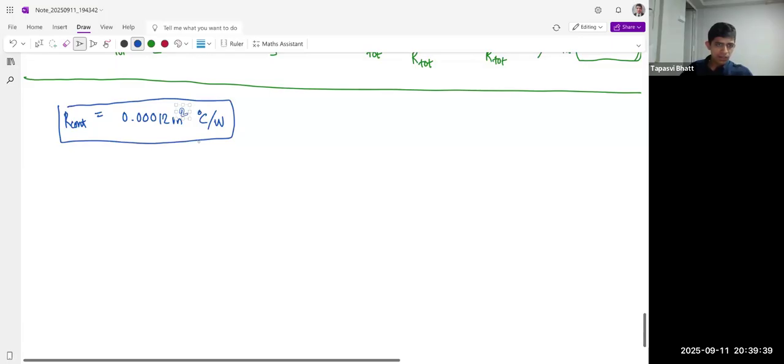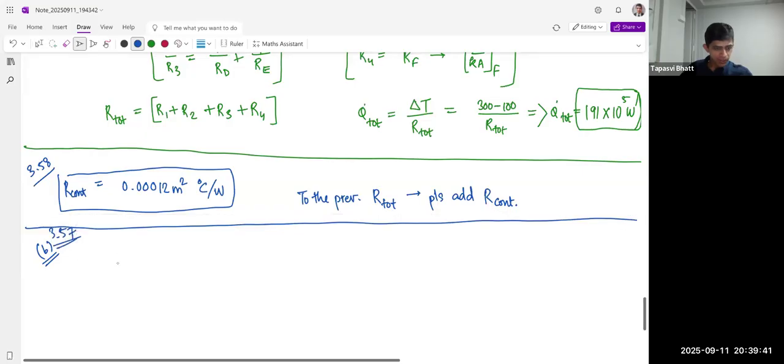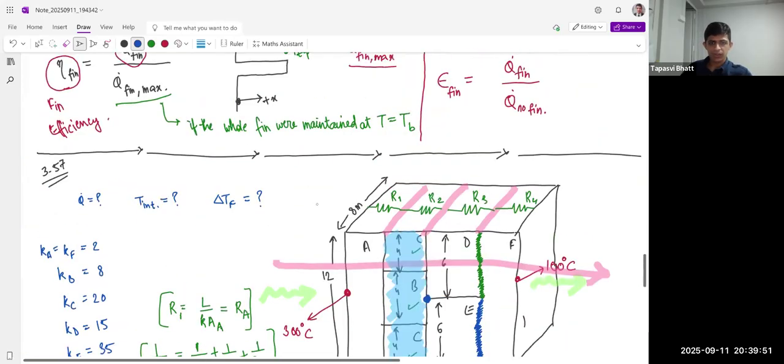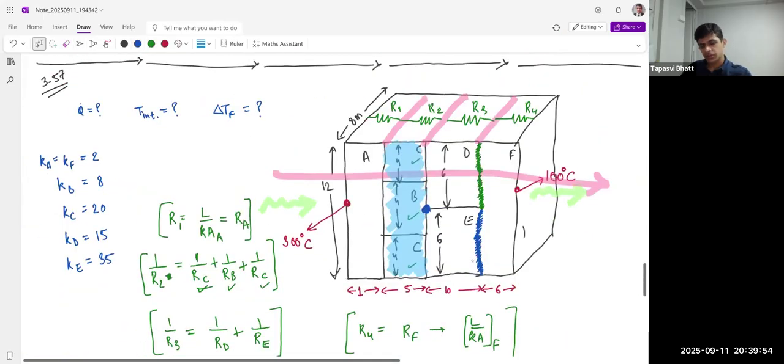3.57, B part and C part. So in B part, they are asking what is the interface temperature at this point. The interface temperature here. How do we calculate it? It's very simple, right? Very simple. You see only this part.